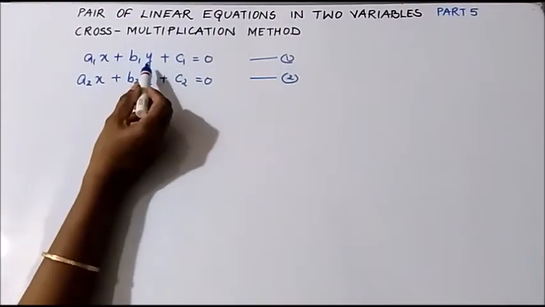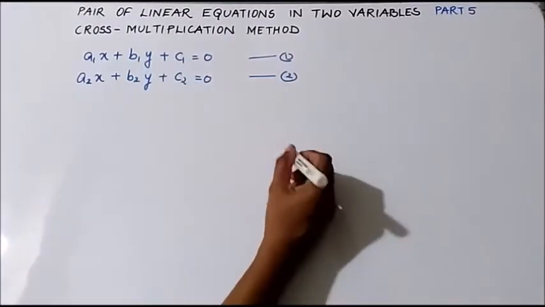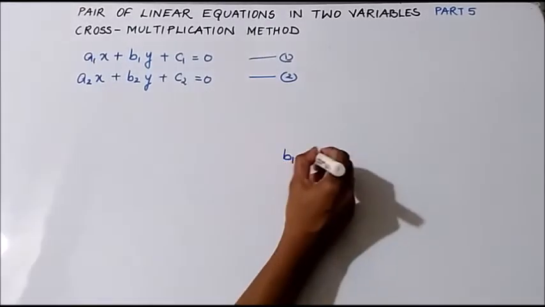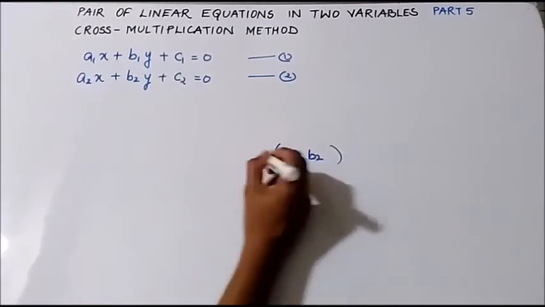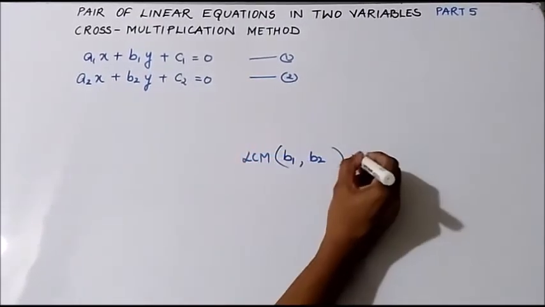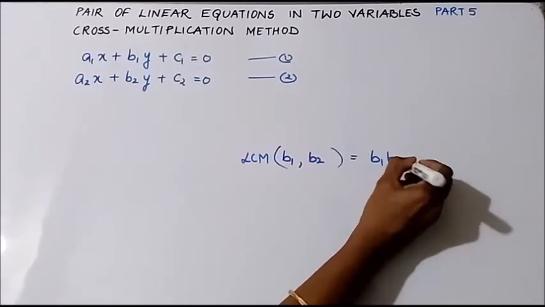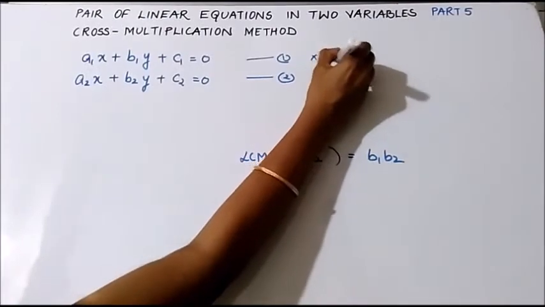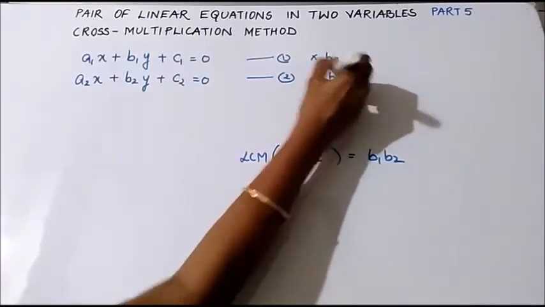First let us eliminate y. What is the coefficient of y in the first equation? It is b1, and the coefficient of y in the second equation is b2. What is the LCM? That is equal to b1 into b2. Now the first equation should be multiplied by b2 and the second equation should be multiplied by b1.